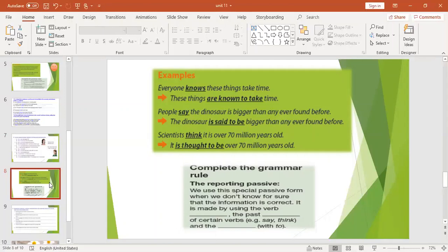Scientists think it is over 70 million years old. It is thought to be over 70 million years old. هون إذا بنطلع على الجمل بنلاقي إنه فيهم something special. الأوبجكت فيهم كلياتهم sentences. يعني clause كامل, subject, verb, complement.